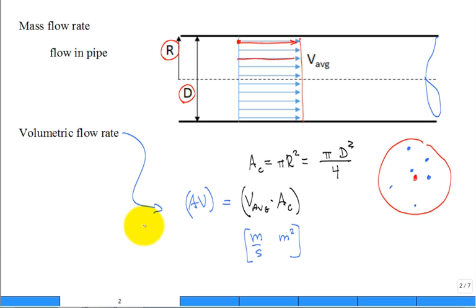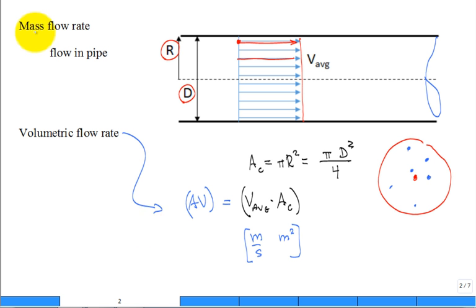What happens if I don't have a pipe that's circular? I have an elliptical duct. Same thing, got to get the area, got to get the average velocity. How about a rectangular duct? Sure. Same thing, get the area, get the average velocity. Then you could talk about a volumetric flow rate. SI units, meter cubed per second.